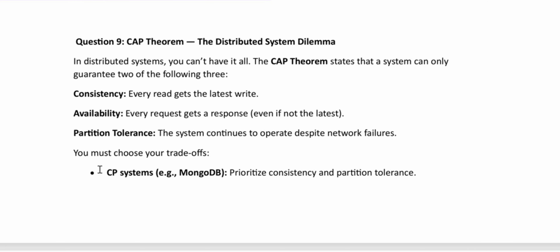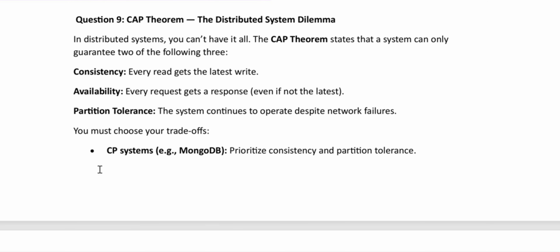Moving to the next question, what is the CAP theorem? In a distributed system, you cannot have it all. The CAP theorem states that a system can only guarantee two of the following three: consistency, availability, and partition tolerance. Consistency means every read gets the latest write. Availability means every request gets a response. Partition tolerance means the system continues to operate despite network failure. So you must choose your trade-off. CP systems prioritize consistency and partition tolerance. AP systems, like Cassandra, prioritize availability and partition tolerance.